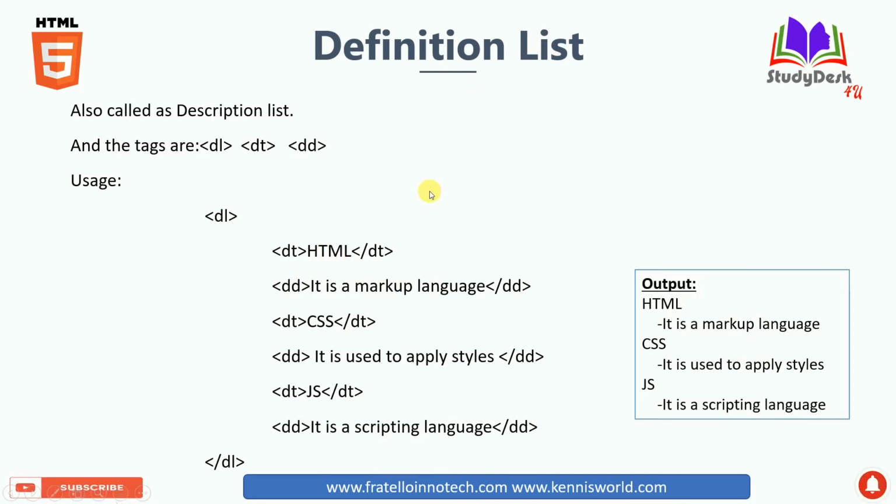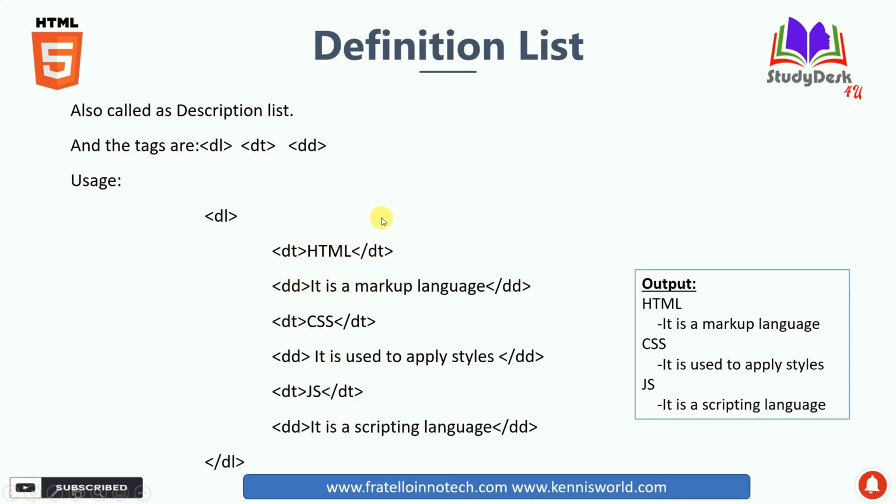If you want to display a list of items with their descriptions, then we can use the data definition list. If you want to mention those items, the terms we need to mention in the DT tag and the description we need to mention in the DD tag. So DT, DD, DT, DD, like this you have to mention within the DL tag.